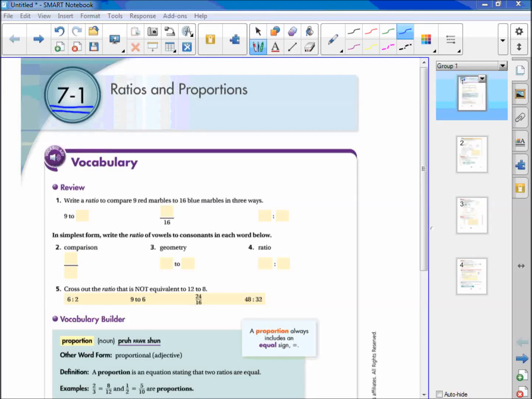Today we are covering section 7.1, ratios and proportions. All right, so we have some vocabulary down below. Number one, write a ratio to compare 9 red marbles to 16 marbles in 3 different ways.